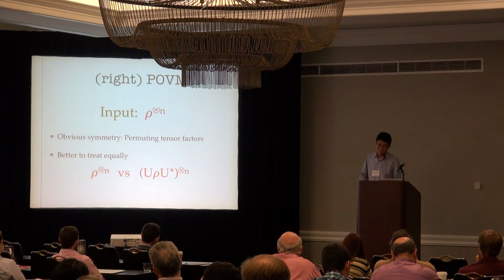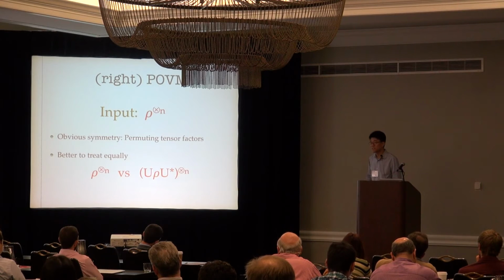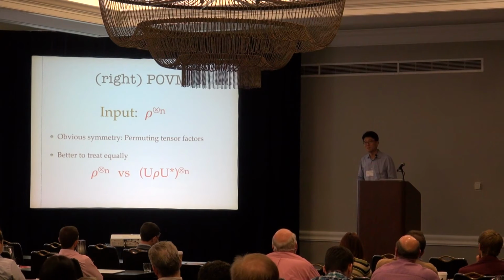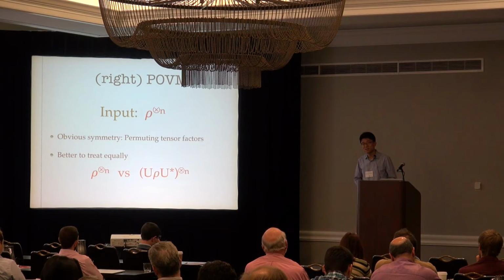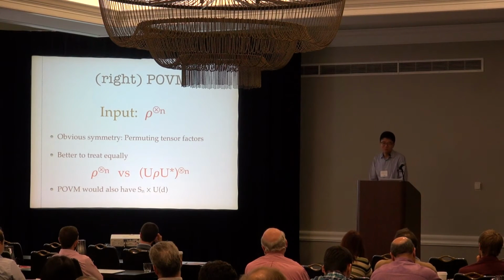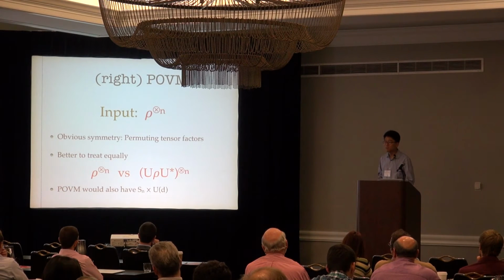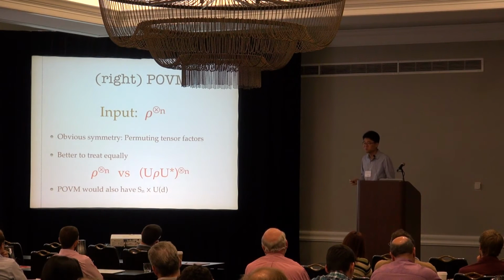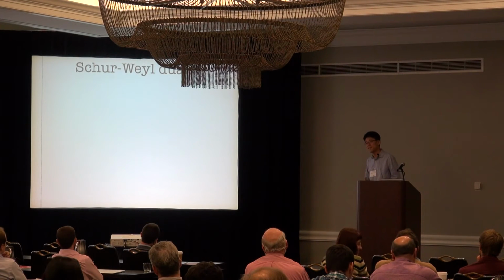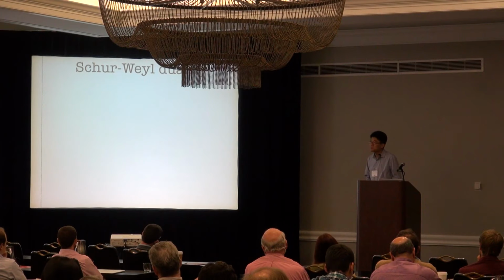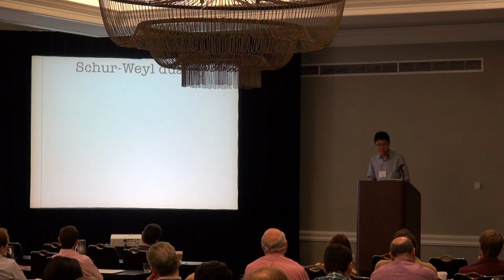And as I briefly said before, we shouldn't distinguish between rho to the tensor n versus some rotated version of rho tensor n, because we don't assume anything about the underlying state. So our POVM had better have symmetry under permutations times unitary matrices. It's a huge symmetry. And whenever we encounter a problem with a huge symmetry, we know what we should do. We should go into the basis where the symmetry action is diagonal. And that comes under the name of Schur-Weyl duality in representation theory.